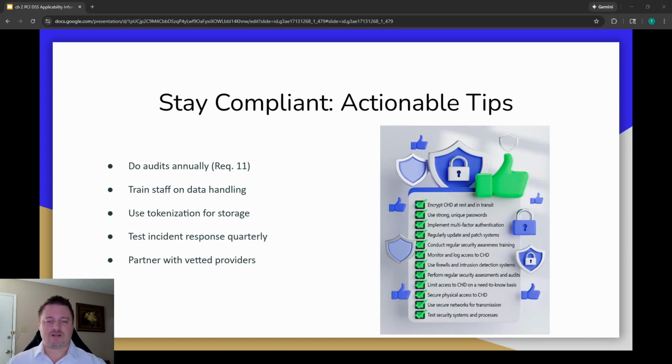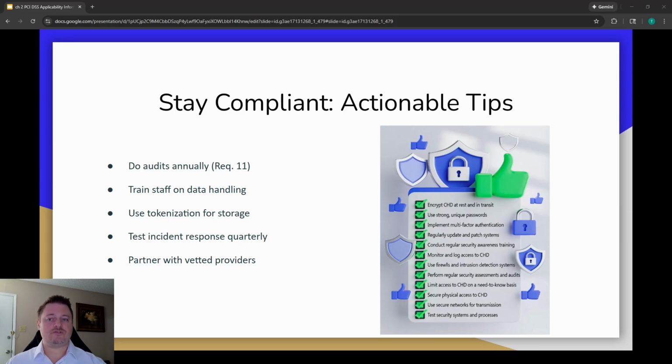In order to stay compliant, here are some pro tips. Do audits annually. Train staff on data handling. It's very important to train your staff annually. Use tokenization for storage if you're storing anything. Test incident response quarterly. You should have an incident response in place. If this happens, what do you do? And test it to see if it would actually work, or maybe things have changed over the year from the previous year, then you change it.